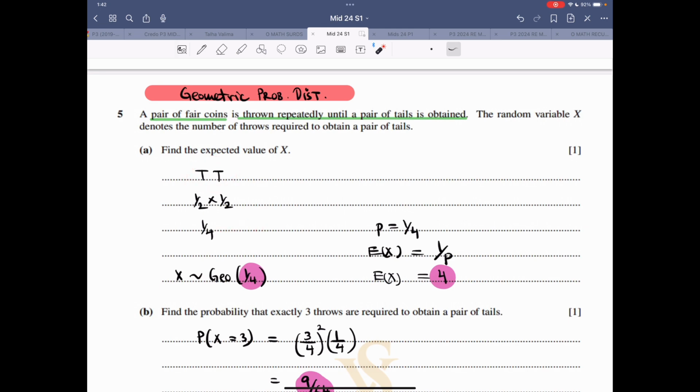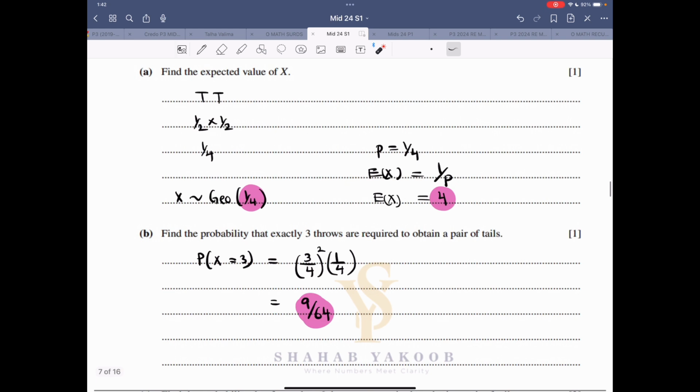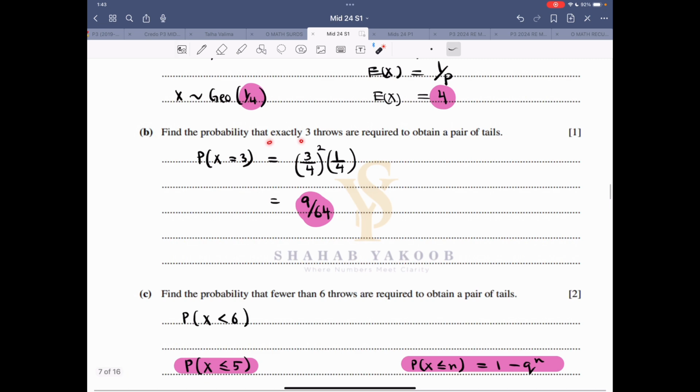And yes, it's a geometric probability distribution because the number of trials is not given. The word until is there. Until and unless you achieve success, you keep on going. There are no number of trials mentioned. It's infinite. p is 1/4. Expectation of x is reciprocal of probability. This comes out to be 4 for 1 mark. Find the probability. Exactly 3 throws are required to obtain a pair of tails.